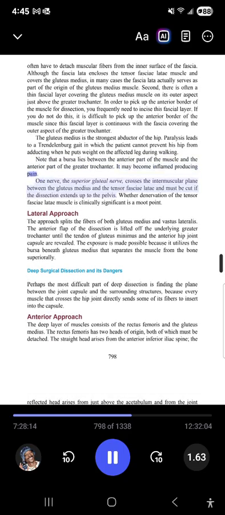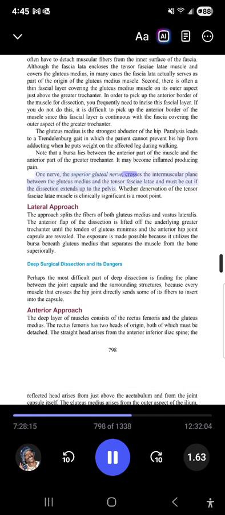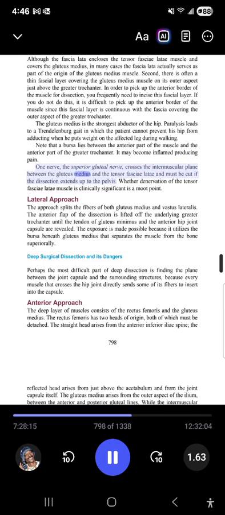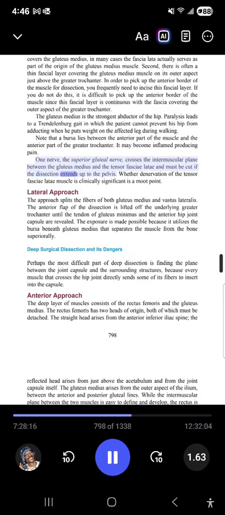One nerve, the superior gluteal nerve, crosses the intermuscular plane between the gluteus medius and the tensor fasciae latae and must be cut if the dissection extends up to the pelvis. Whether denervation of the tensor fasciae latae muscle is clinically significant is a moot point.